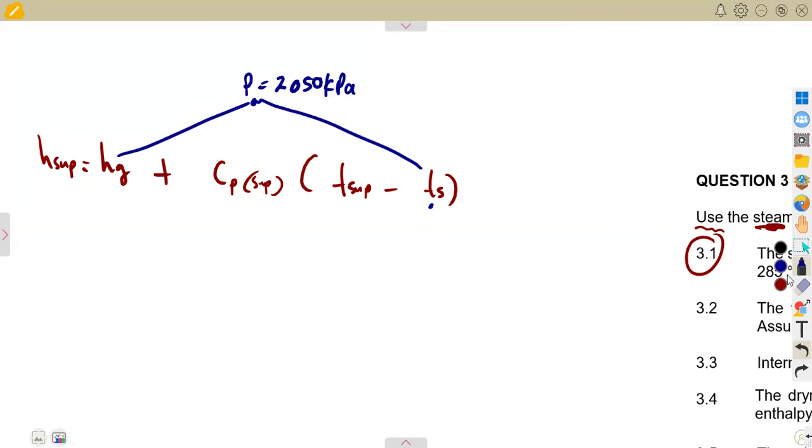Yes, we have got T sup, but this T sup does not help us anything, because from the superheated steam table you won't have that value corresponding to anything. That's why they gave us this specific heat capacity. That's the major reason. So let's use our steam table.